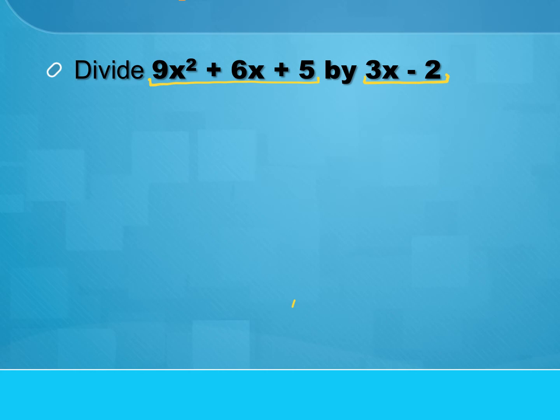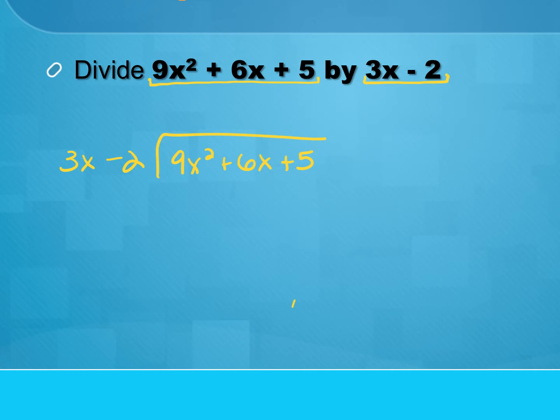If I'm missing the x squared, I fill it in with 0x squared. If I'm missing an x, I fill it in with 0x. So you have to have those placeholders to line up. So if I look at what I'm dividing into, 9x squared plus 6x plus 5, it is in order from highest exponent down to none, and there's nothing missing. So this is going to go underneath my division bar. Then I look at what I'm dividing by, 3x minus 2. The highest exponent there is 1, the lowest is none, and there's nothing missing. It's in order, so I put that on the outside.